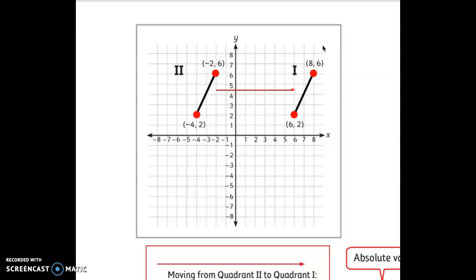The absolute value of this number tells us how far we moved. The absolute value of a number is the positive form of the number. In this case, the absolute value of 10 is 10.